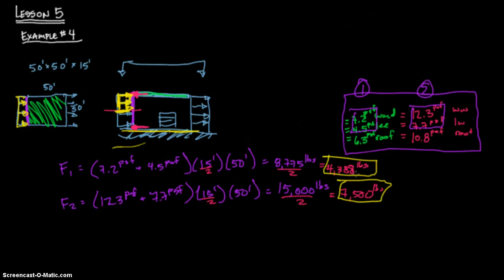Let's make sure that those are the answers they were asking for. It says, what is the total wind load resisted by the roof diaphragm? And this would be for example 2, and this is example 3. Alright, there's your answers. I hope that was helpful, and I will see you on example number 5.